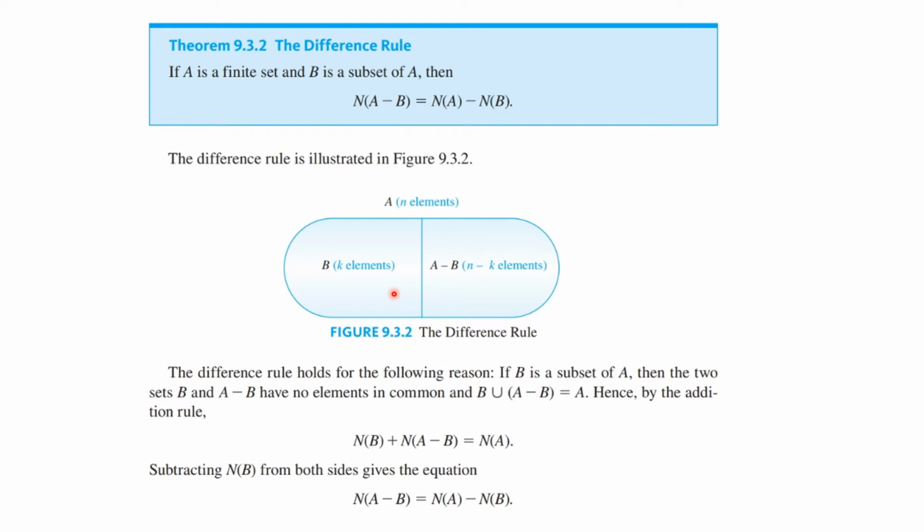So you see, if we just apply the rule that we had in Theorem 1, we will have that the number in set A is the number in set B plus the number in A minus B, and we can solve for this. When we use algebra to solve for that, we get the number in A minus B is the number in A minus the number in B.